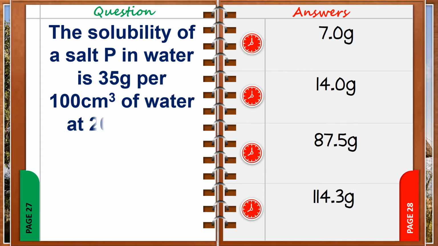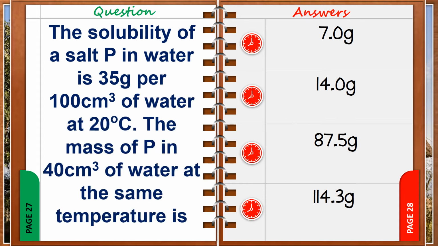The solubility of a salt P in water is 35 grams per 100 cubic centimeters of water at 20 degrees Celsius. The mass of P in 40 cubic centimeters of water at the same temperature is 14.0 grams.